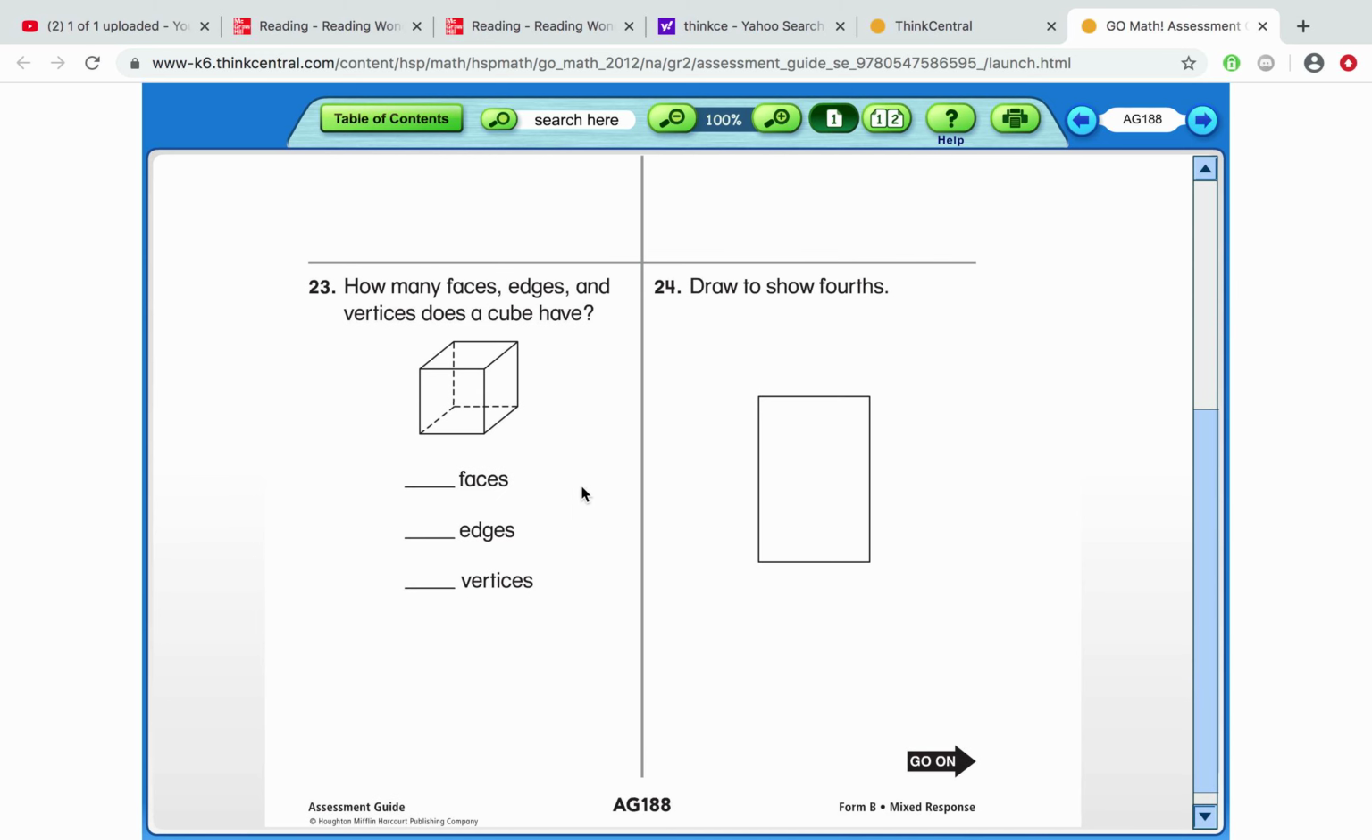Moving down, please remember these 3 terms. Faces, the flat part of a shape. Edges, where the 2 faces meet. And vertices are where the edges meet in 3-dimensional shapes, like a point. So here is a vertex, kind of like the corners. Okay, how many faces, edges, and vertices does a cube have? Remember, you can't see everything. If you have something that is cube-shaped at home that you can hold in your hand, it will be very helpful.